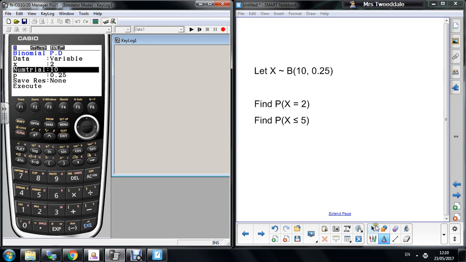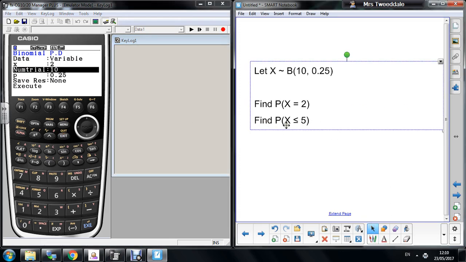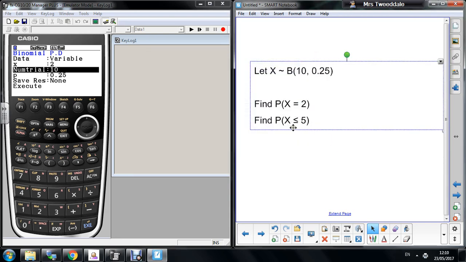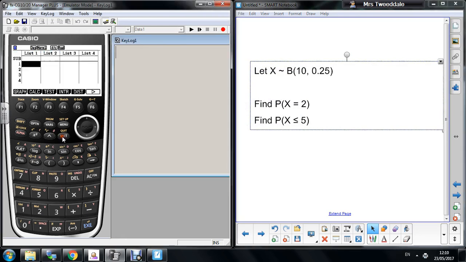Now, if I was to do this bit manually, the second part of this question, I would have to find x equal to 0, 1, 2, 3, 4, and 5, and add them all together. That would be just hopeless. So instead, I come out of all of that. I'm still in statistics mode. I go to distribution, binomial, and this time I go cumulative. That means less than or equal to, which is exactly what we have.